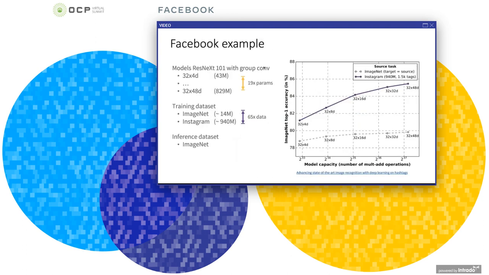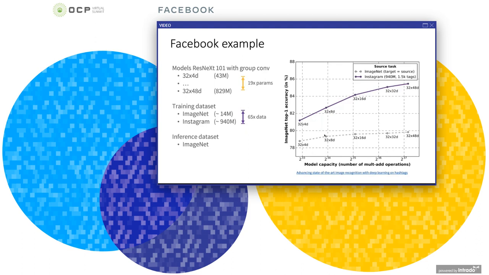Let us take a more concrete example. Let's take an ImageNet data challenge and use a ResNext 101 model with group convolutions. We will see that if we increase the number of parameters in our model by doing different convolutions, starting from 32 by 4D and going to 32 by 48D, an increase of 20x in number of parameters, we will see on the right plot that the gray curve goes up. So as we increase the model size, our accuracy improves.